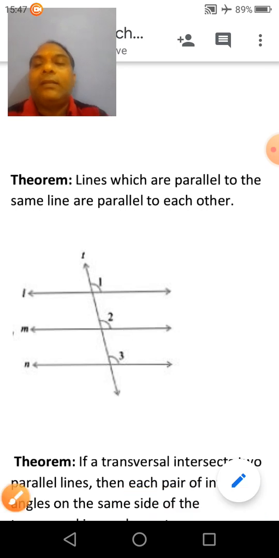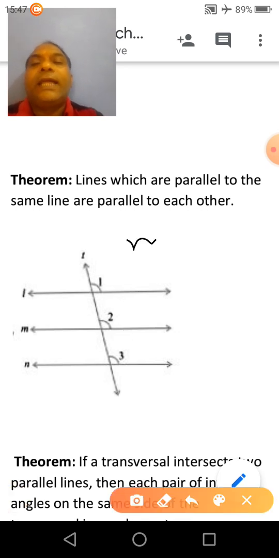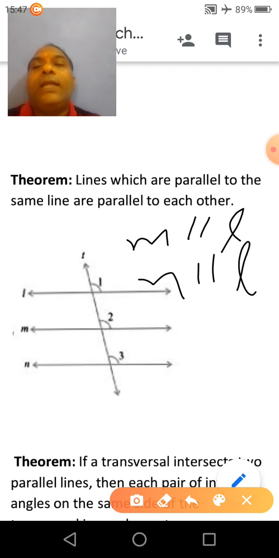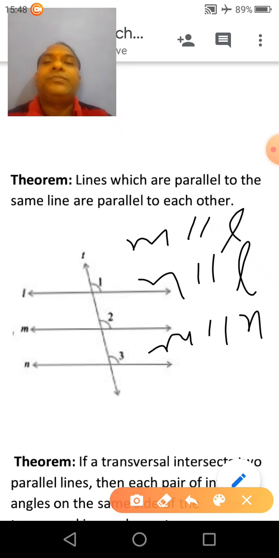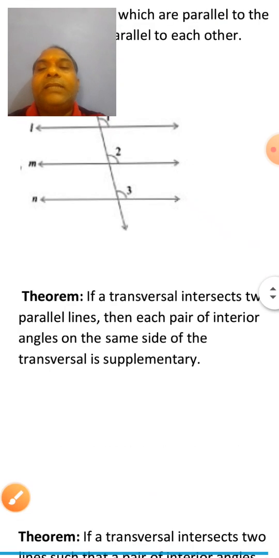Clear? Means M is parallel to L and N is also parallel to L, means two lines M and N which are parallel to the same line, means line M is parallel to line L and line N is also parallel to line L. So we can say that line M will be parallel to N. Clear? So lines which are parallel to the same lines are parallel to each other. Next theorem.